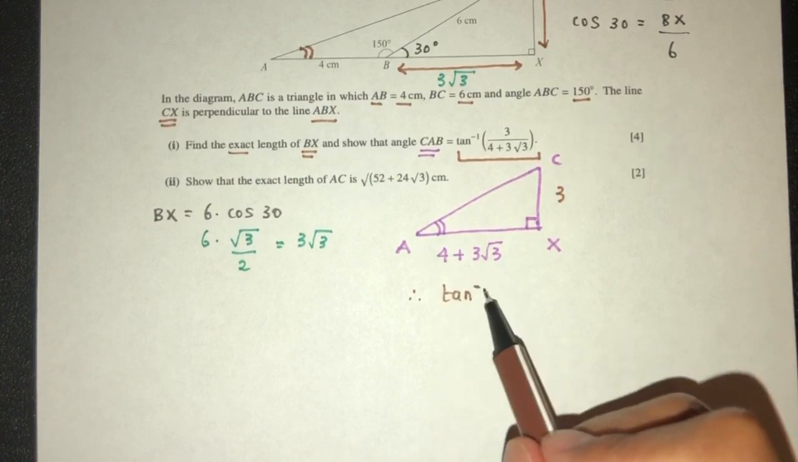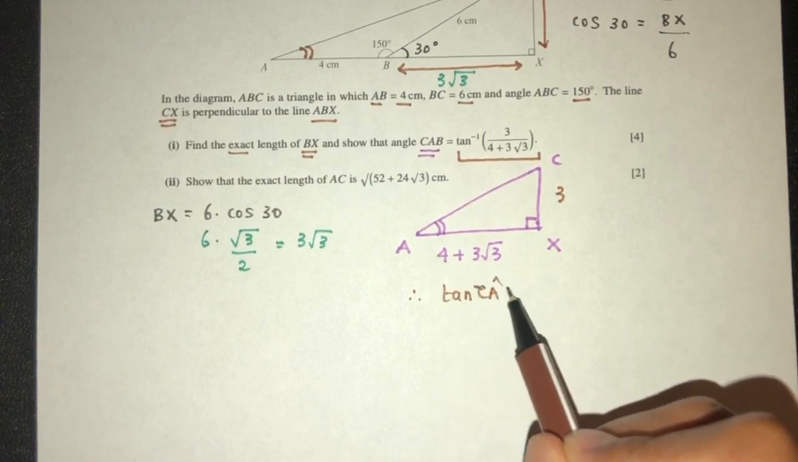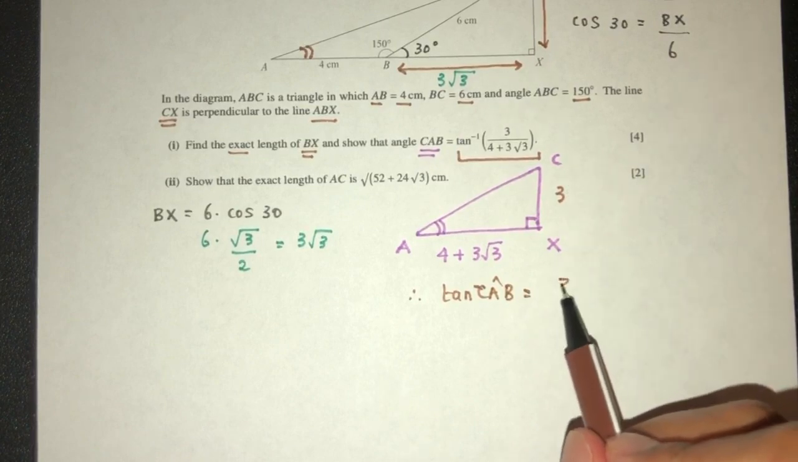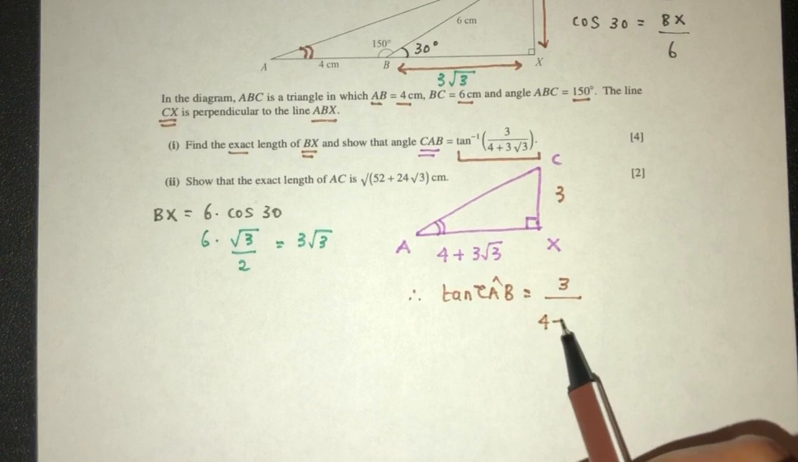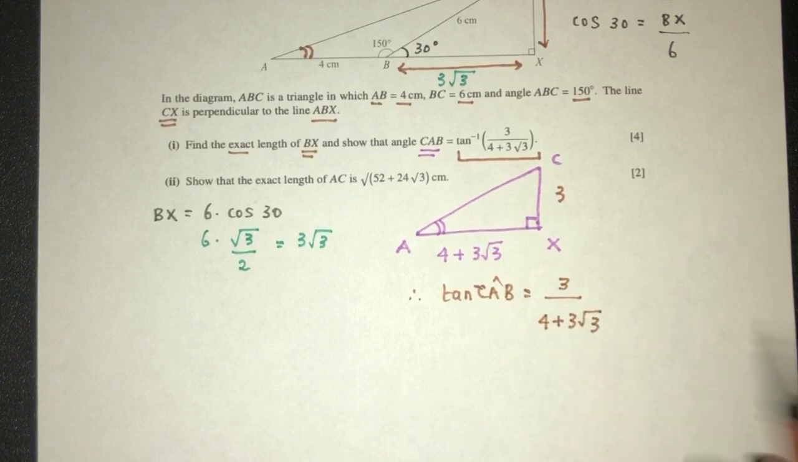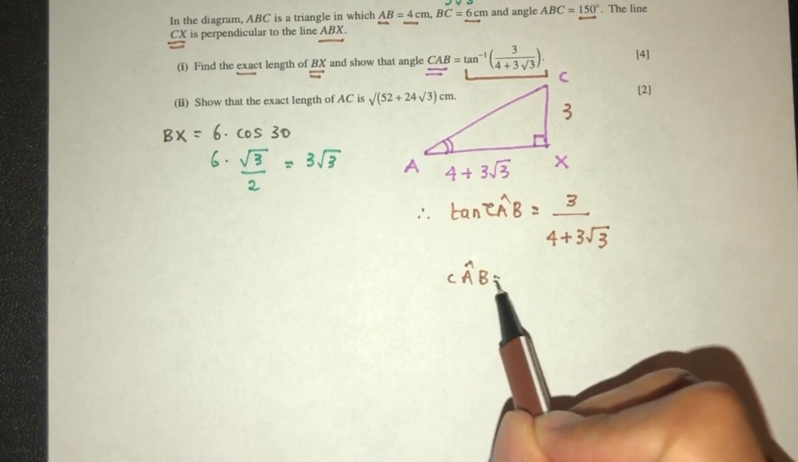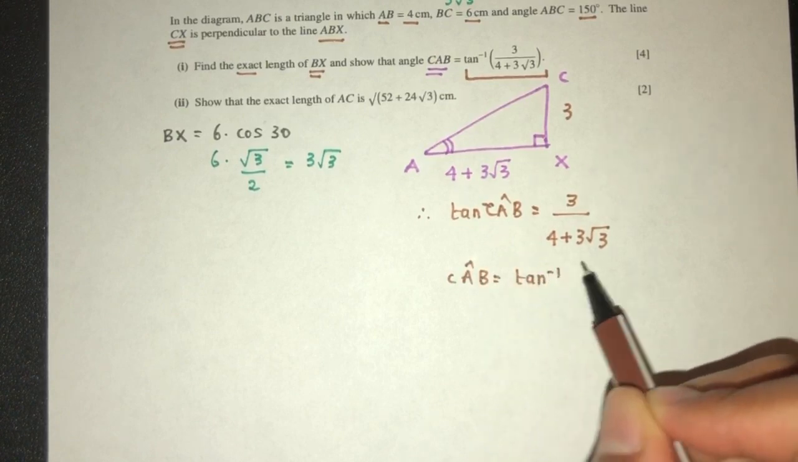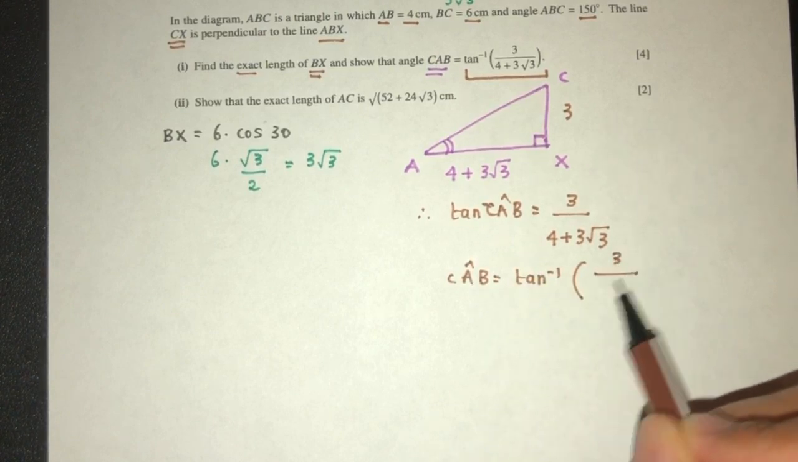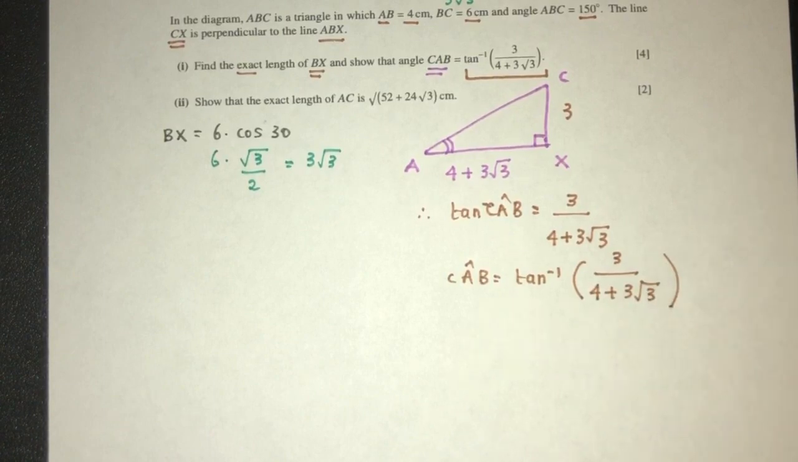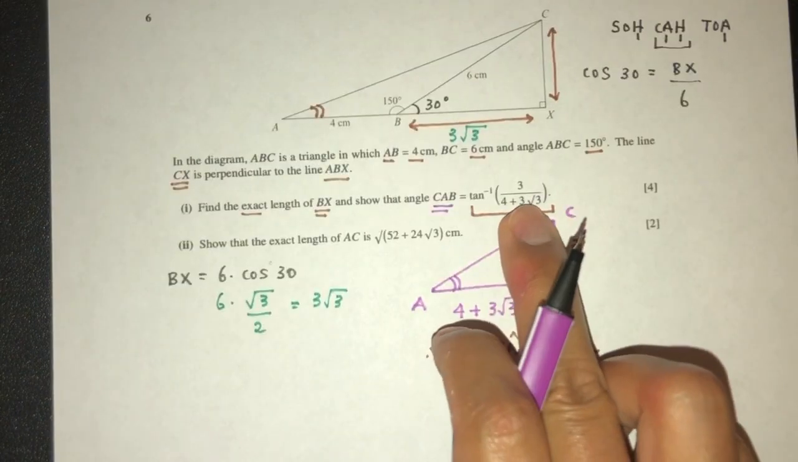So from this we can derive, obviously, tan is opposite side. So tan of angle A, so CAB, you can write that if you want to. That should be the opposite side, 3, over the value of the A side. This is just by definition. So finally the angle CAB is going to be tan inverse of 3 over 4 plus 3 root 3. That is shown as required for part 1.